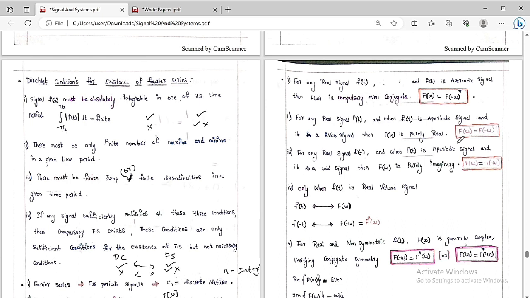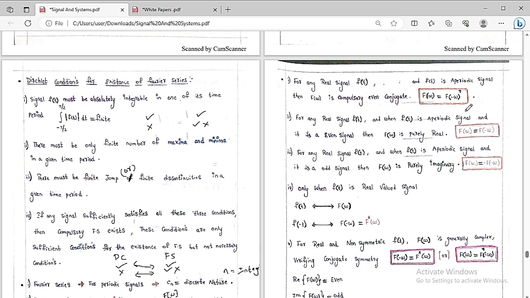Suppose if f of t is a real signal and a periodic signal and also even signal, then f of omega is purely real. In that case f of omega is equal to f of minus omega. Suppose if f of t is a real signal and a periodic signal and is an odd signal, then f of omega is purely imaginary. So in that case, f of omega is equal to minus of f of minus omega. This you can easily derive, and these things you can derive from the concept.